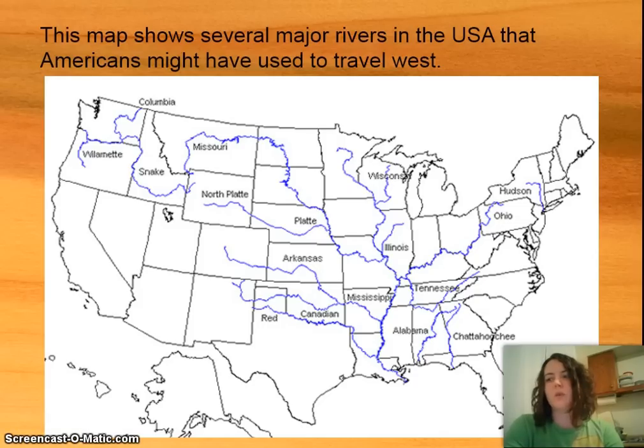If you notice real quick, the Missouri River actually follows the Lewis and Clark Trail, and as we discussed when we were talking about Lewis and Clark, they did a lot of their traveling by this river.